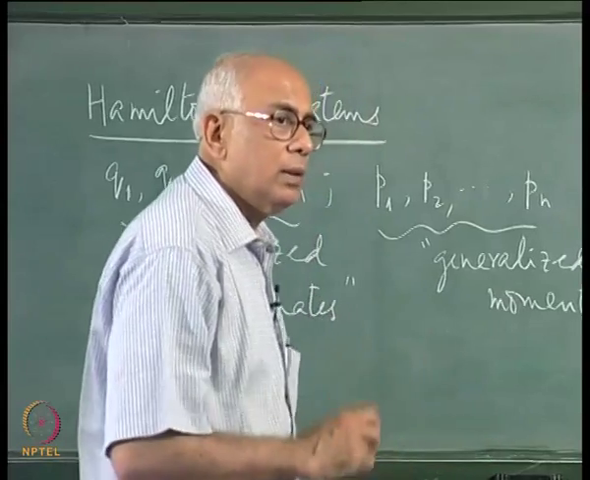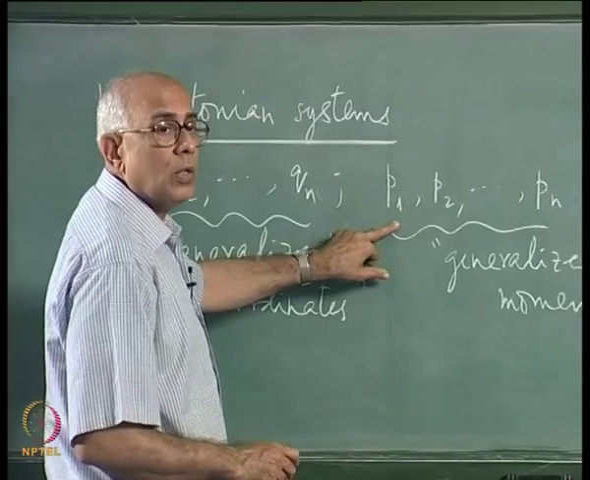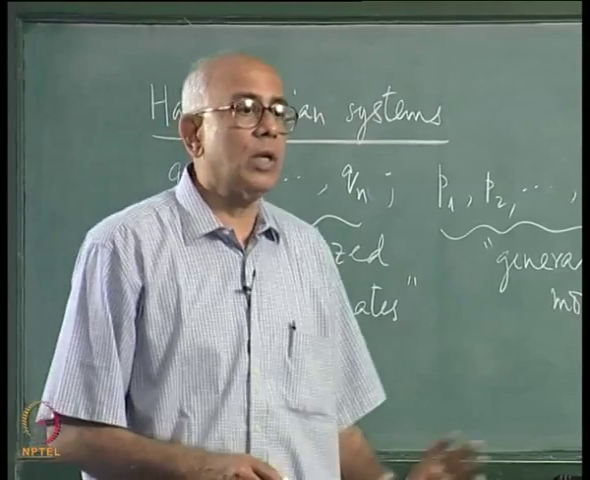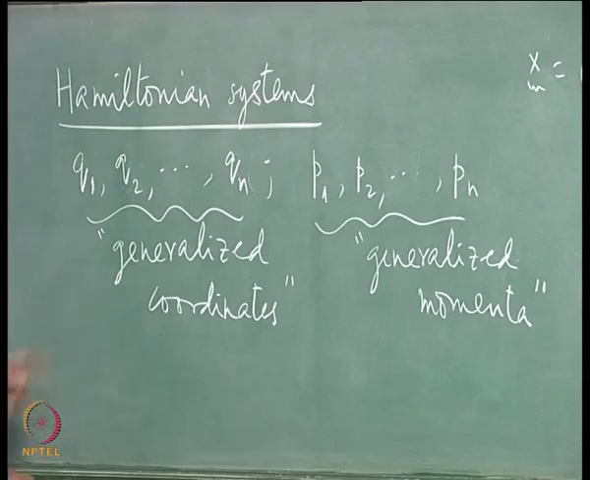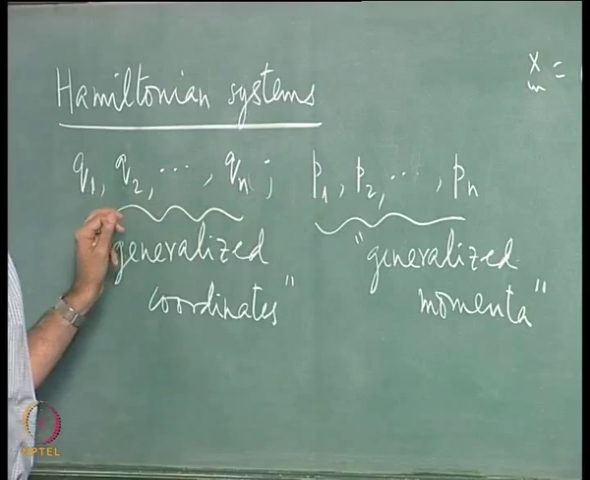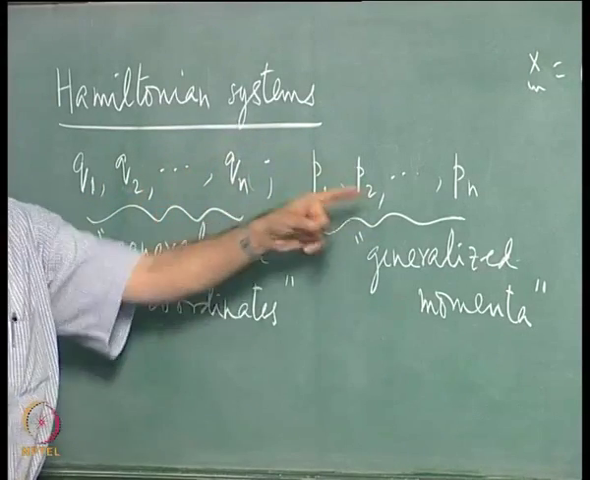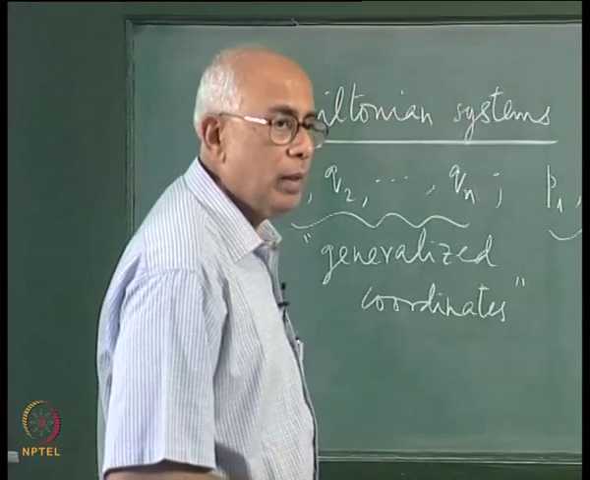Something very special connects each q to its corresponding p, called its conjugate momentum, and that is a structure called the Poisson bracket, and I will define this as we go along very shortly. For the moment we will use this terminology which says that the q's and p's are conjugate to each other. Q3 is conjugate to P3, Q4 is conjugate to P4, and so on. The more strict term is canonically conjugate, or conjugate in a standard manner, and we will explain as we go along what we mean by this.